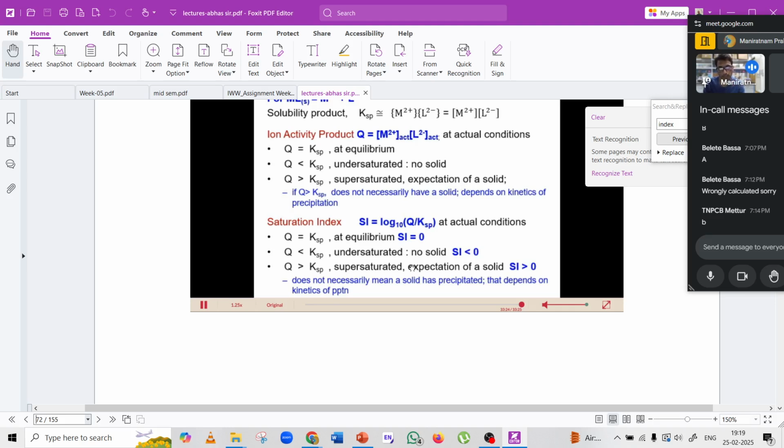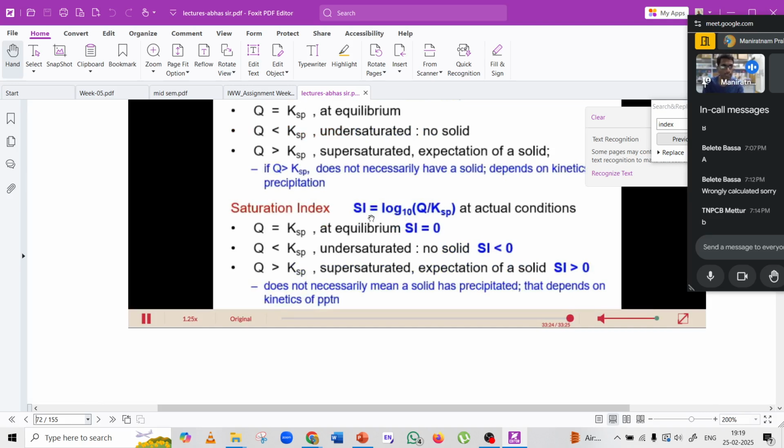This thing I was talking about, the saturation index, SI, is equal to log10 of Q by KSP. When Q is equal to KSP, SI will be 0. If Q is less than KSP, the saturation index will be negative and no solid will form. If Q is greater than KSP, then the system will be supersaturated with respect to that solid.